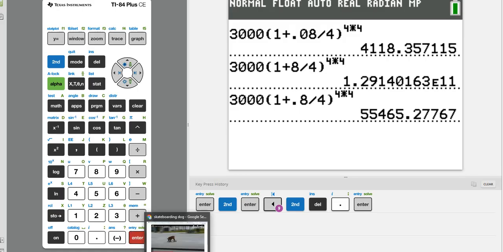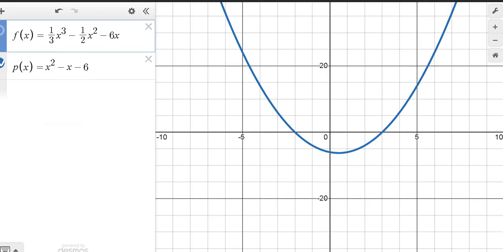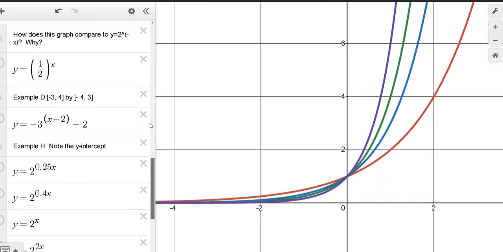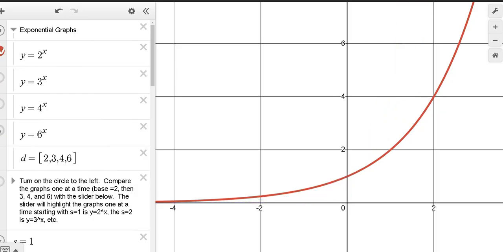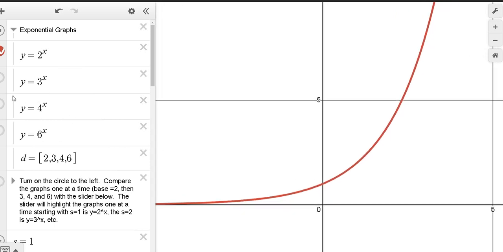And I think I put a link on D2L to this page here. So let's look at various exponential functions. It wants us to understand and appreciate a few of the features of an exponential function. I've got several exponential functions here. Let me shut them off and turn them on one at a time. So here's the graph of 2 to the x. And then let me turn on the graph of 3 to the x. Then 4 to the x.